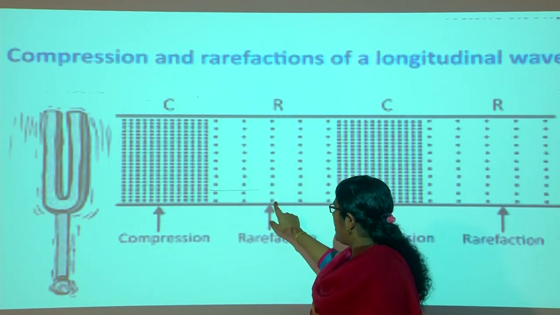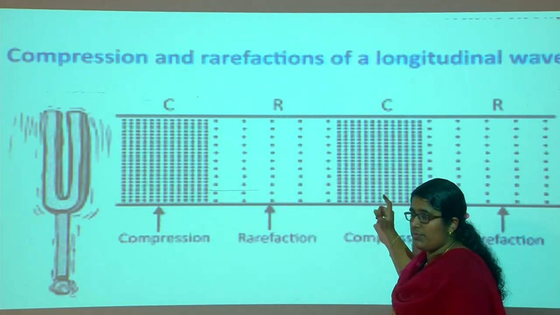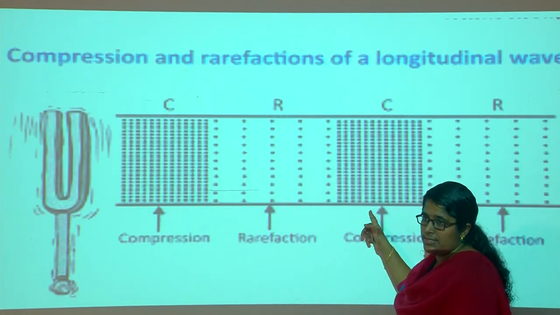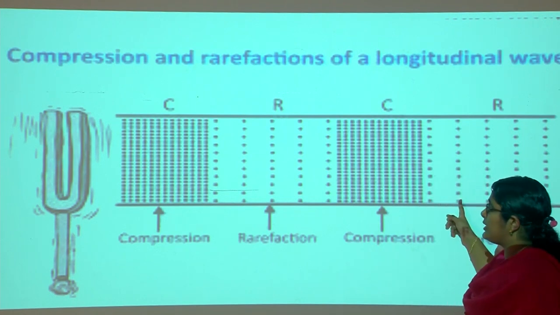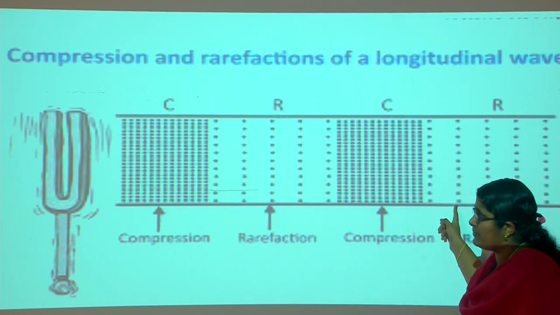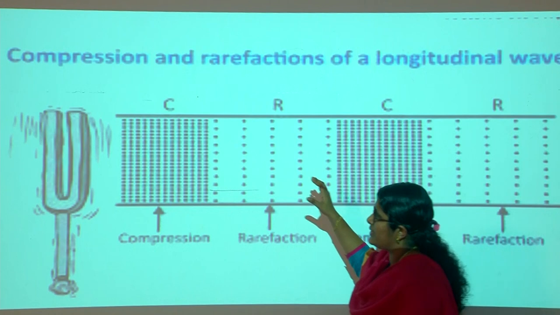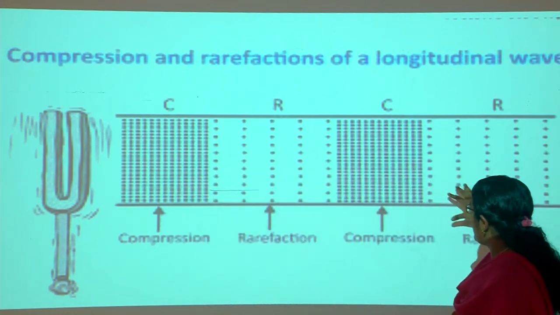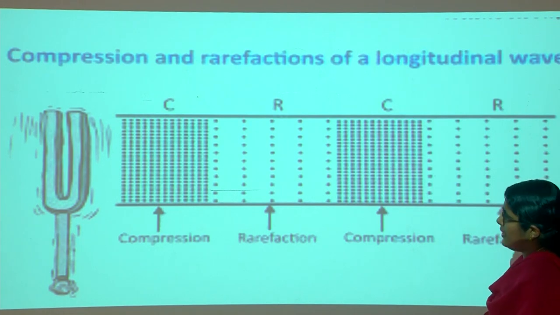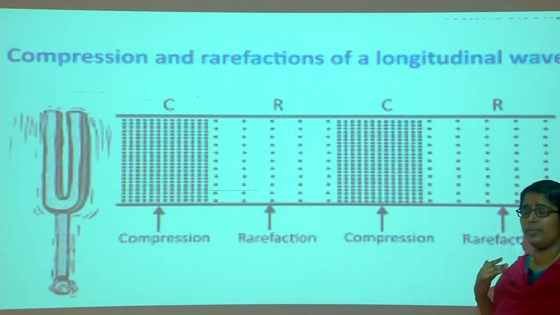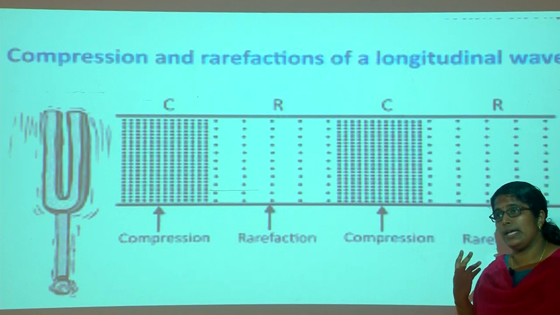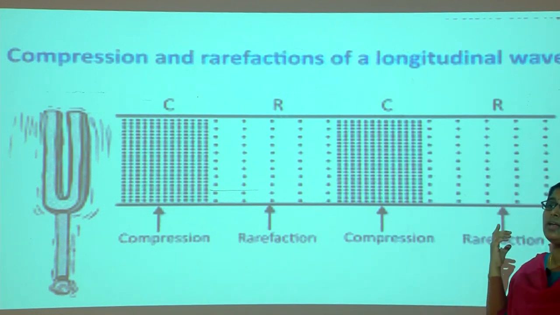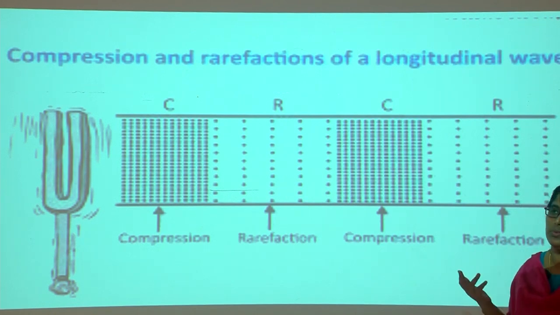Okay. Again, a set of regions is formed. This is called the compressed region, and the other region is called rarefacted. So like this, a series of compressions and a series of rarefactions are transferred through the air. If I am standing here, I can feel the compressions and rarefactions in my eardrum. Slowly you can sense the sound.